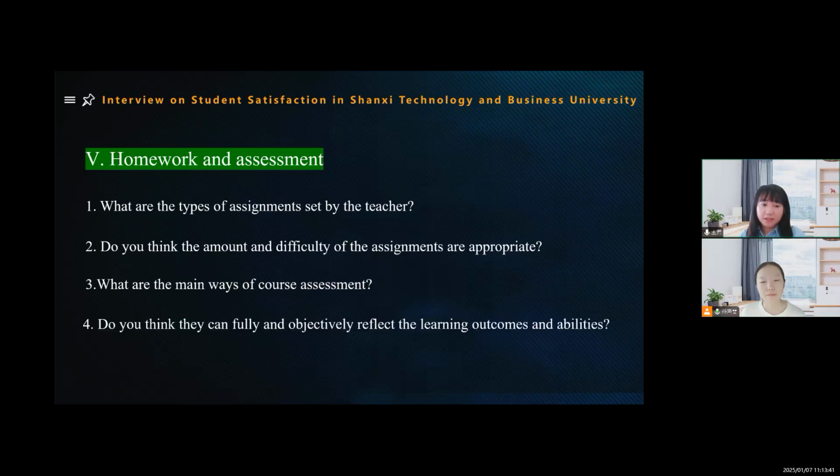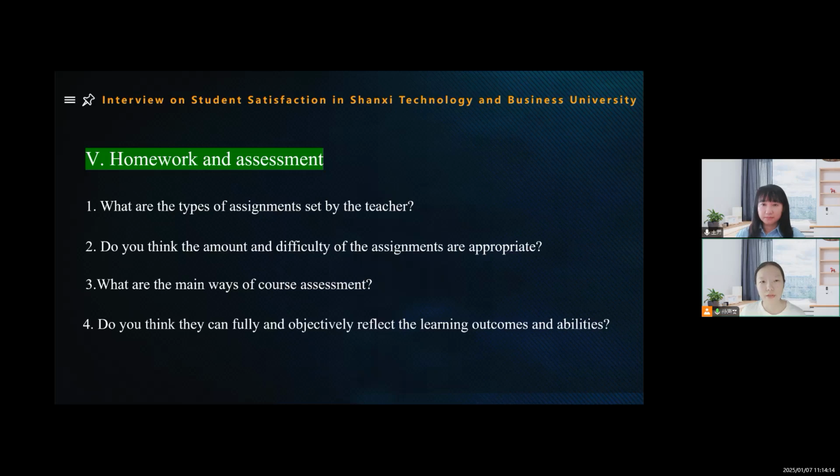Okay. Do you think they can fully and objectively reflect the learning outcomes and abilities? I think there is still some room for improvement in the current assessment methods in terms of comprehensiveness and objectivity. Although the examination can examine our mastery of knowledge, it's in a relatively single form and can hardly reflect our comprehensive ability in a comprehensive manner.